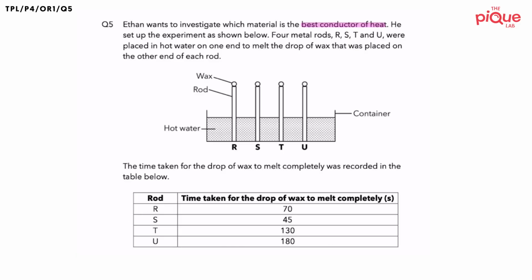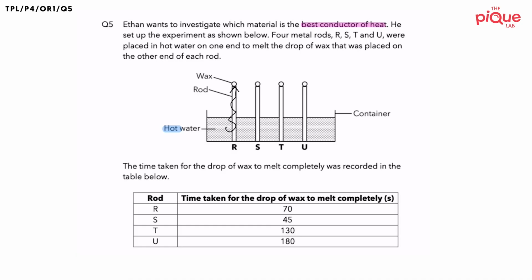Now, before we look at the table, let us first find out what must have happened to the wax to cause it to melt. If the wax has melted, has it gained heat or lost heat? The wax must have gained heat. But gained heat from where? The wax must have gained heat from the hot water. But my question is, how did heat from the hot water travel up to the wax? Heat must have traveled through the rod to reach the wax. Now, if heat is able to pass through the rod, what do we call the rod? We call the rod conductors of heat.